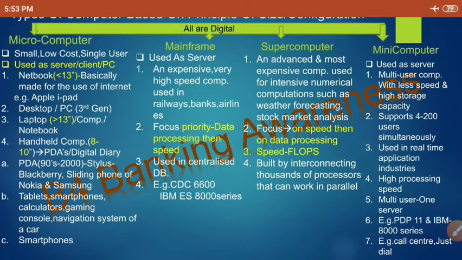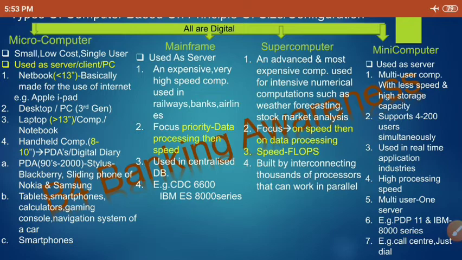For example, CDC 6600 and IBM ES 8000 series is an example of mainframe computer. Then next type is supercomputer. They are an advanced and most expensive computer used for intensive numerical computations such as weather forecasting, stock market analysis. Focus of supercomputer is mainly on the speed rather than data processing.